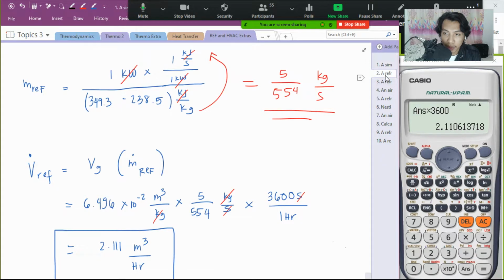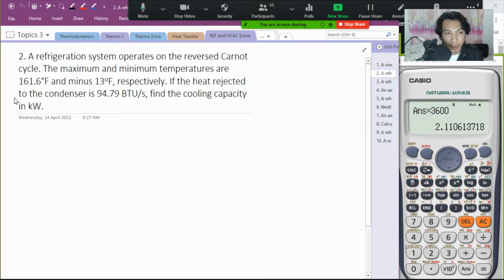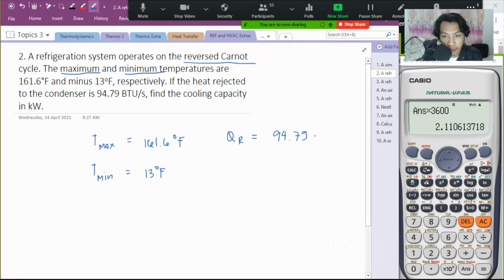So, how about problem number 2? A refrigeration system operates on the reverse Carnot. Okay? Reverse Carnot. The maximum and minimum, ayan na, binigay na. Maximum and minimum temperatures, Tmax is equal to 161.6 degrees Fahrenheit. Tmin is equal to 13 degrees Fahrenheit. And then, the heat rejected, QR, is equal to 94.79 BTU.